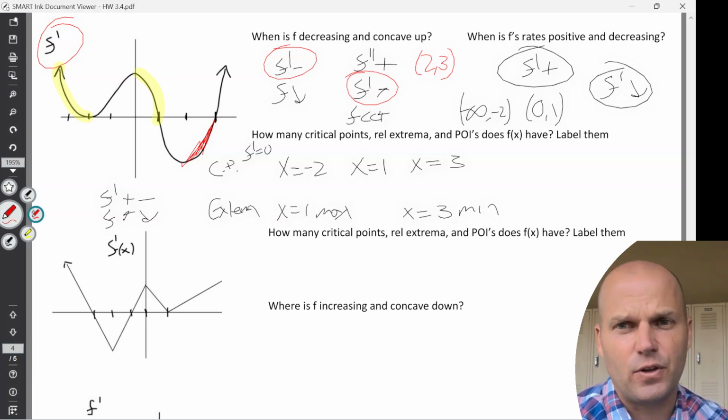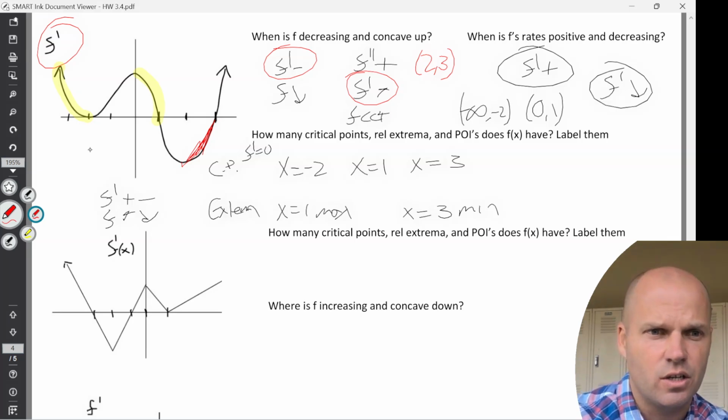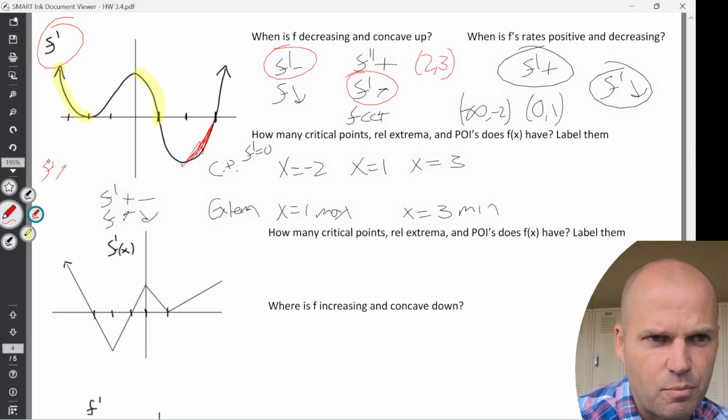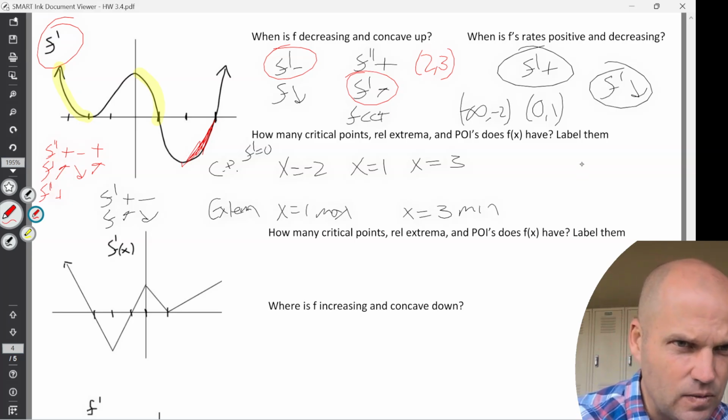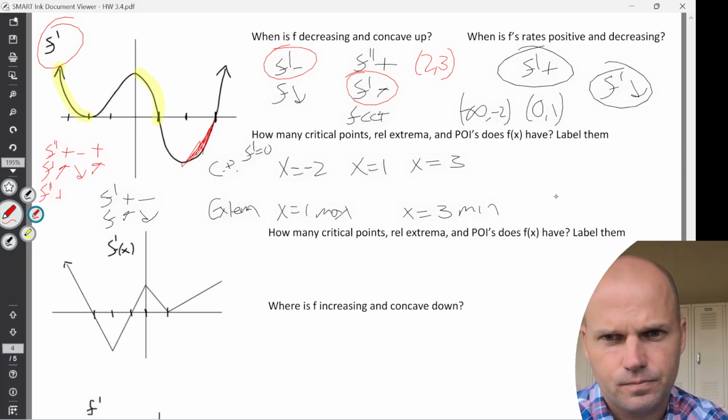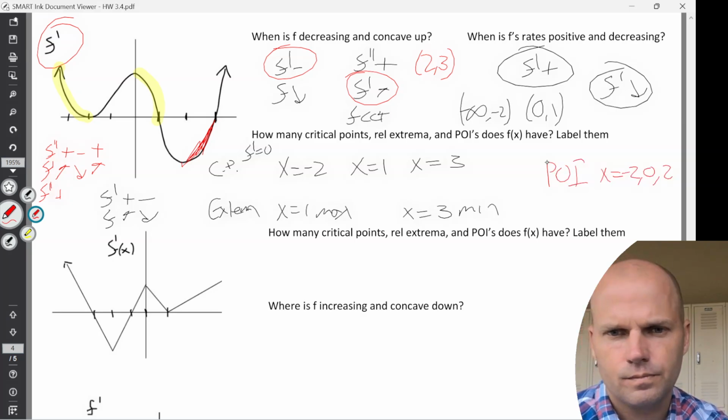How many points of inflection will we have? Well, points of inflection are going to occur when f prime changes direction. That's when f double prime changes sign, or f changes concavity. So f prime changes direction at -2, 0, and 2. Cool.